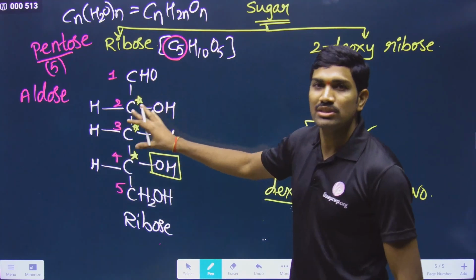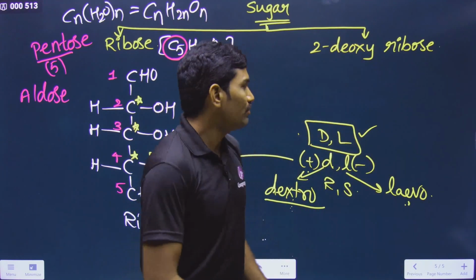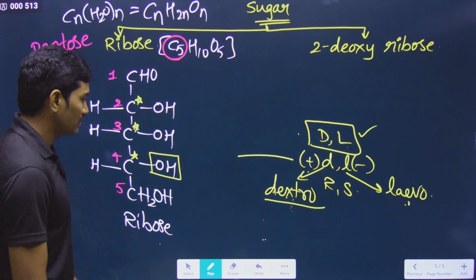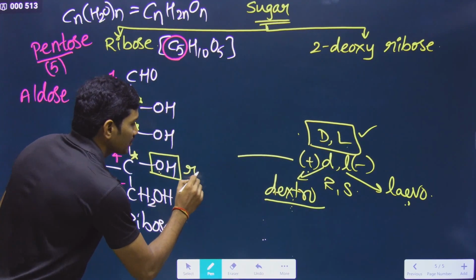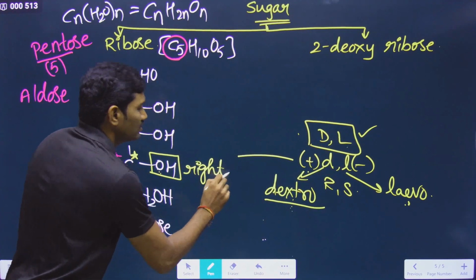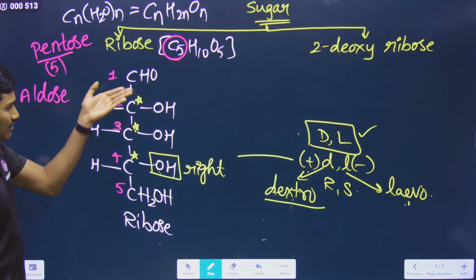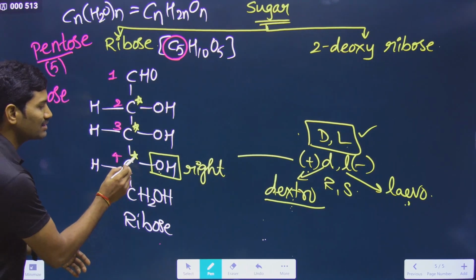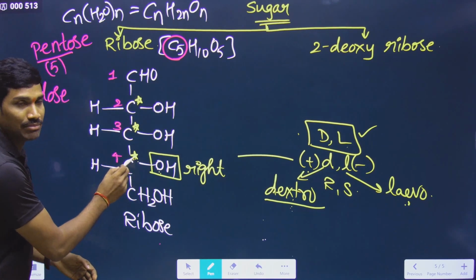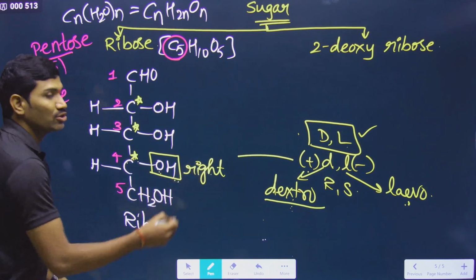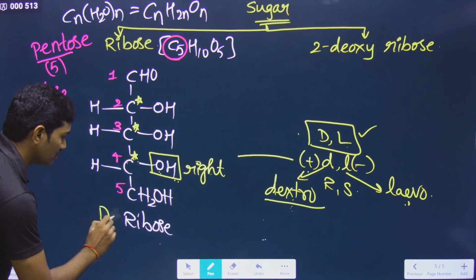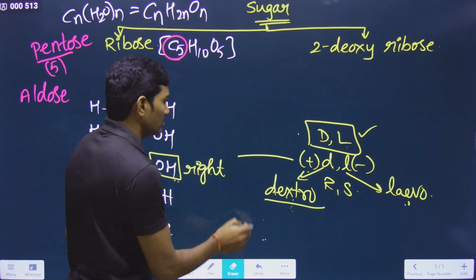So this information is important. And how will you decide capital D or capital L for this? For the last chiral carbon, whatever the number of chiral carbons, on the last asymmetric carbon, if the OH group is present on the right side, this is capital D ribose. Please observe this.